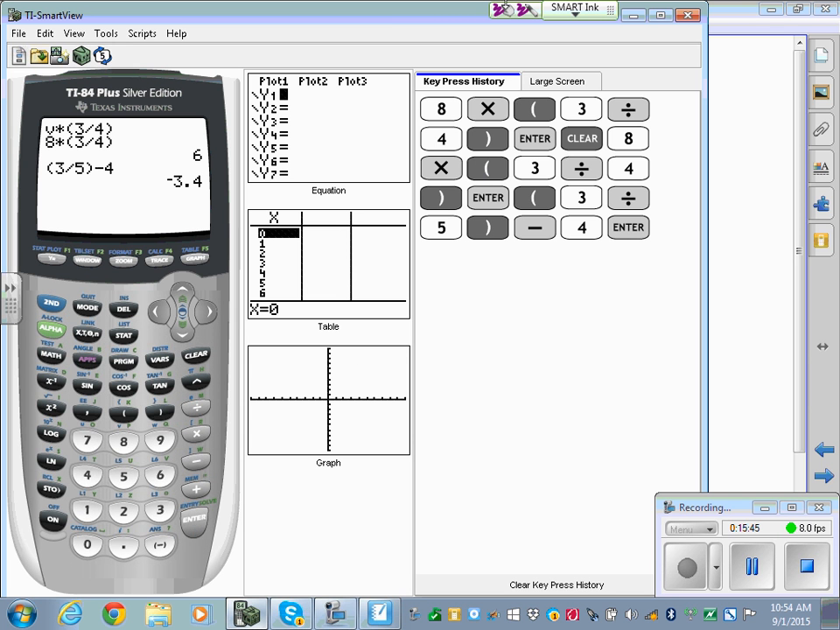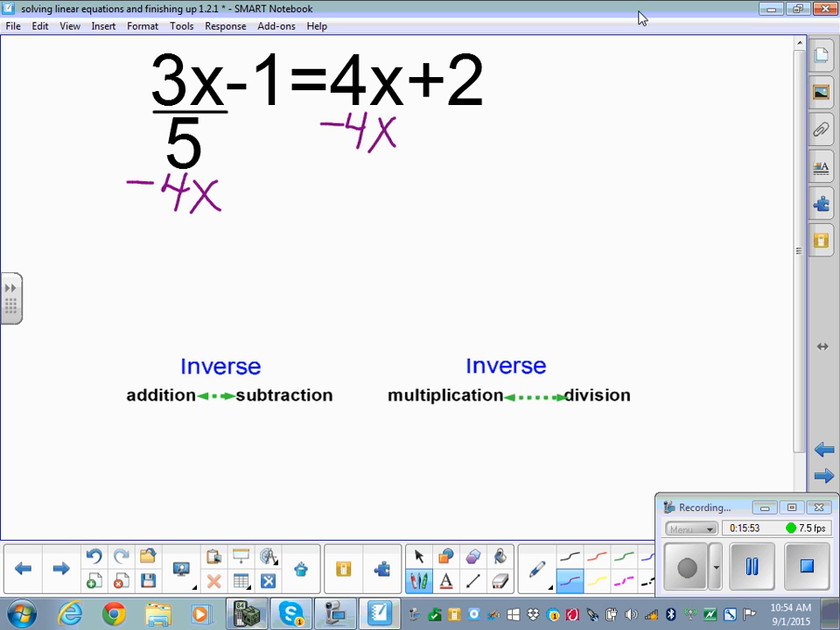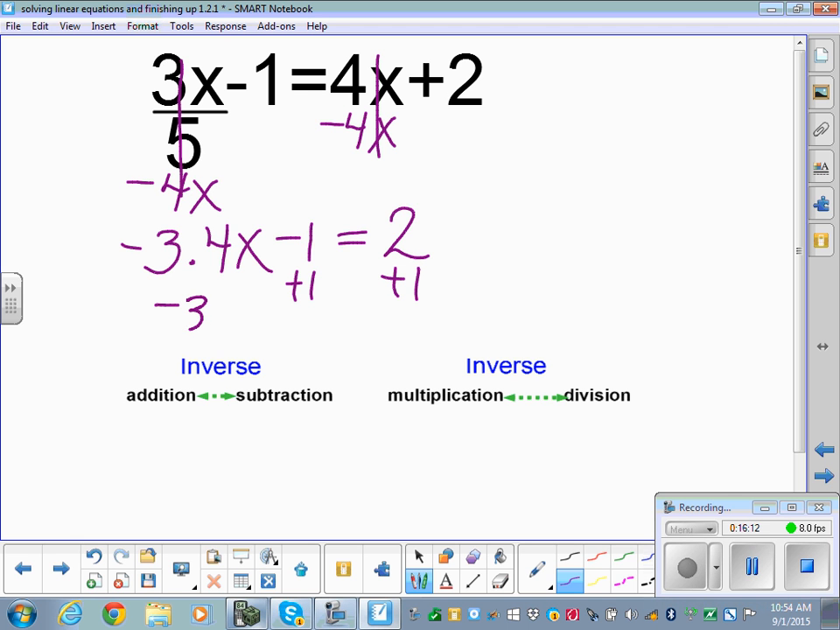For now, I'm going to just leave it like that for a second, but my final answer I'll need to put back in a fraction. So right now, we have negative 3.4 x's. Is anybody confused with that? Okay, negative 3.4 x's minus 1 is equal to 2, right? Solving for x piece by piece, what will I do now? Add 1 to both sides. So I have negative 3.4 x is equal to 3.